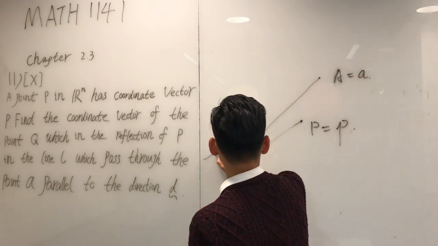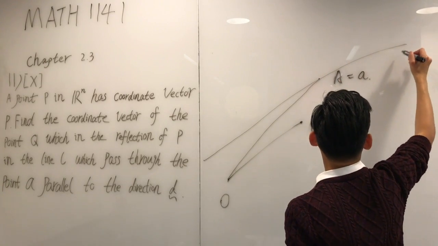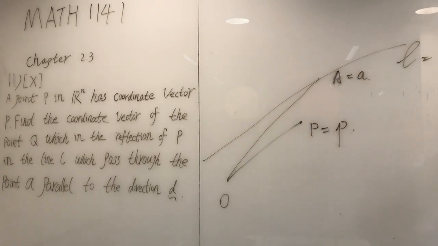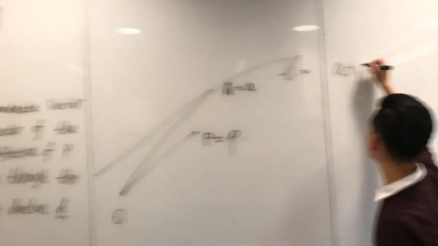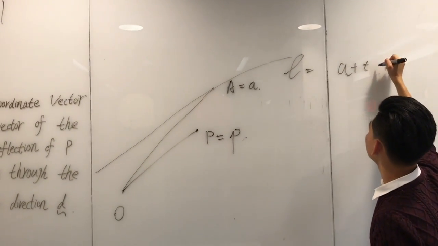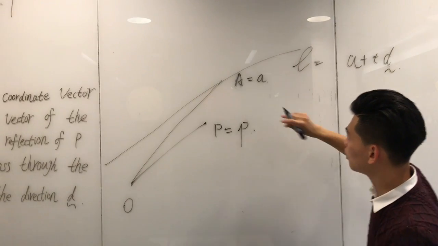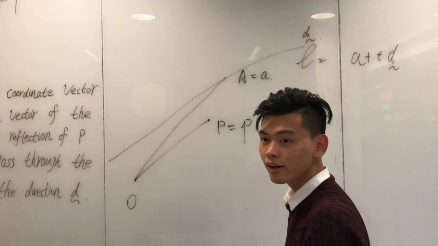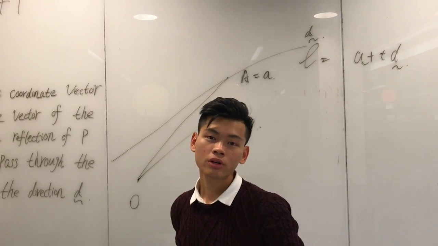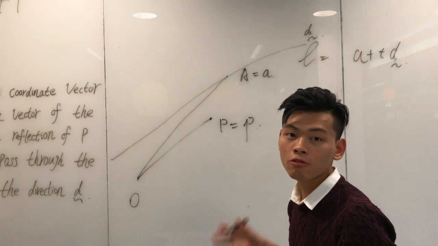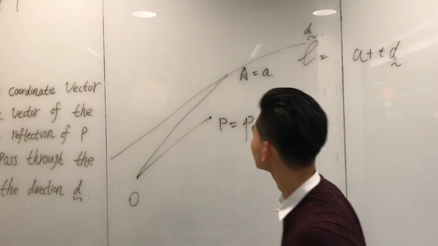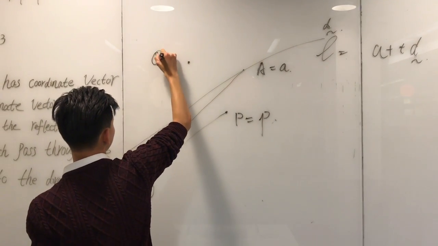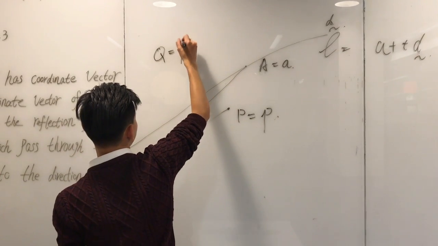So this is the line L, passing through point A in the direction of D. So the vector of this is D. Okay. Now we have the point Q. Q is the reflecting point of P by this line L. So we can put a point Q in here, and Q has the position vector Q.